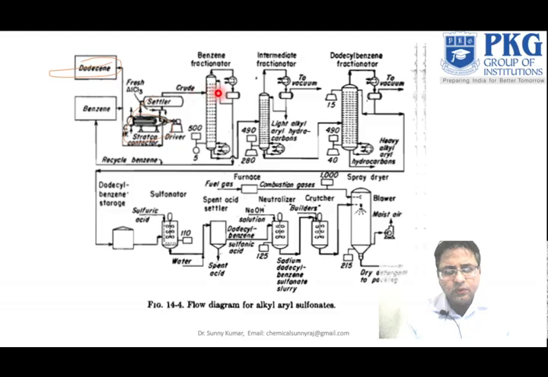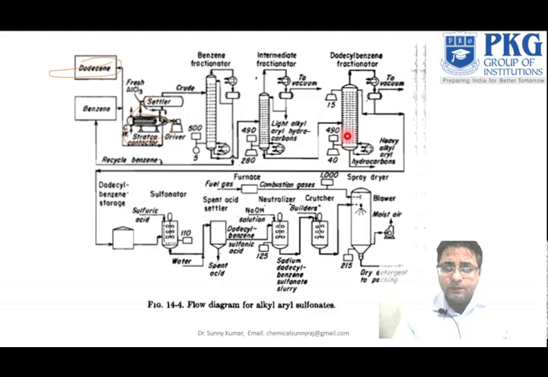In the crude you will directly send, and you will get the benzene from there. After that you will send to another distillation column, which is the intermediate fractionator. From the light alkyl aryl hydrocarbons you will get it from the top, and the other you will vacuum, the intermediate fraction you will remove, and then again you will send to another distillation column, which is the dodecyl benzene fractionator column. If the first one is the benzene fractionator column, the second one is the intermediate fractionator column, and the third one is the dodecyl benzene fractionator column.